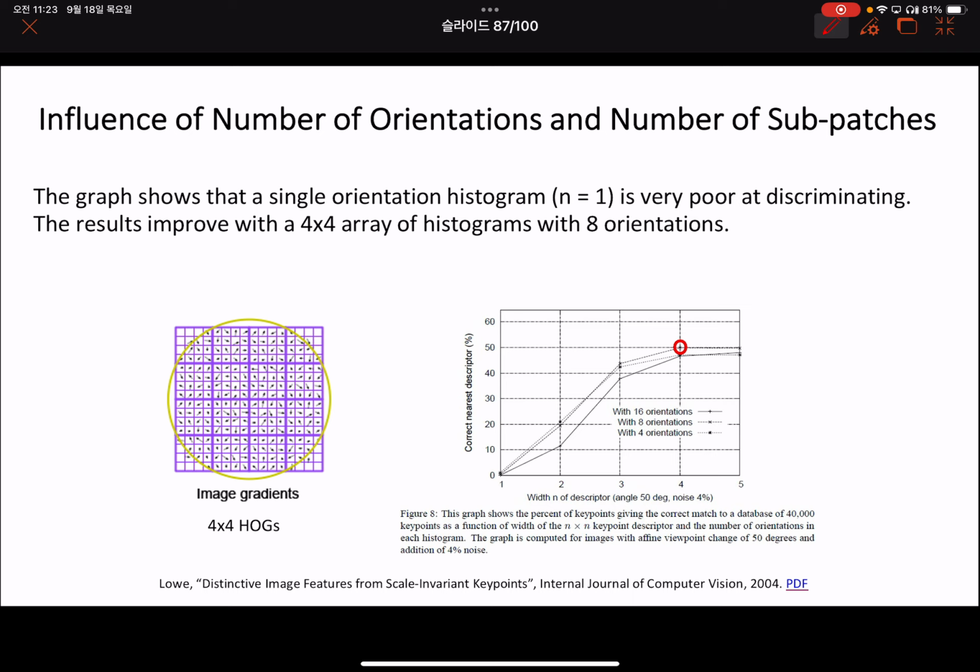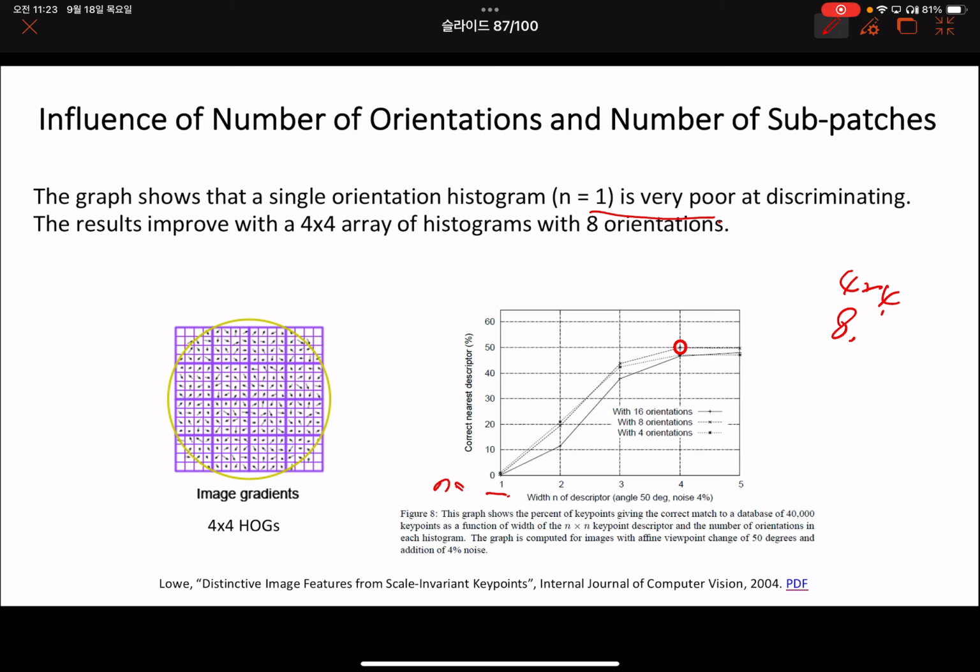Then the influence of orientation and the number of sample patches. From this one, we can justify why we use the combination of 4x4 cells and 8 bins. It's a little hard to recognize this graph. I think at that time, papers only supported grayscale figures, not colored ones. The graph shows that a single orientation histogram, n equals 1, is very poor at discriminating. Here, n equals 1.